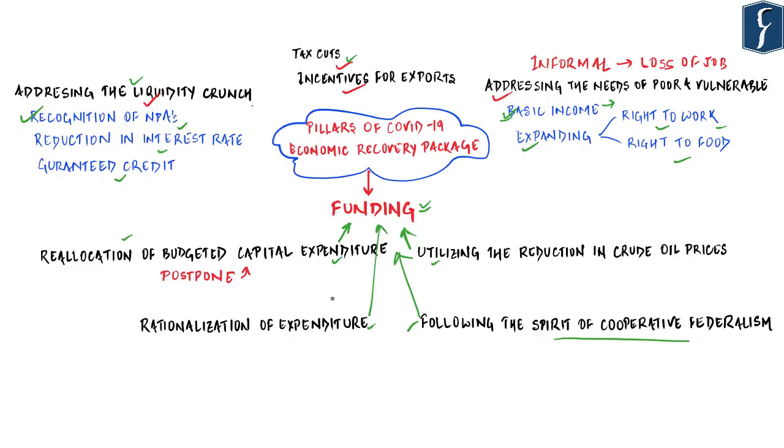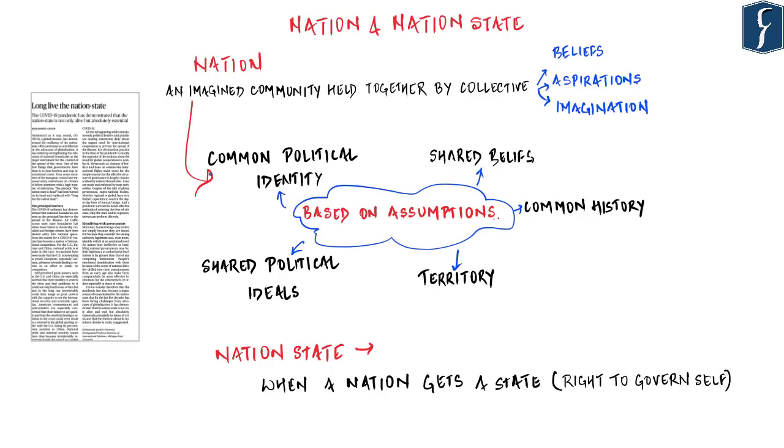Let's now move on to the next article. Now, this article appears on page number 11. Long live the nation. In this article, the author wants to communicate the idea that the COVID-19 pandemic has demonstrated the resilience of the nation state as an institution. Because, according to the author, national boundaries have acted as major barriers for the spread of diseases due to travel restrictions.